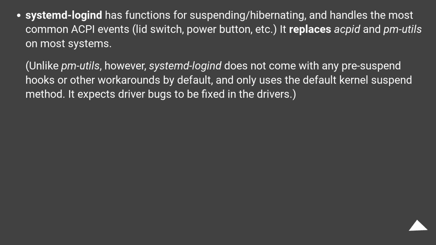Systemd-logind handles suspending/hibernating, and handles the most common acpi events, lid switch, power button, etc. It replaces acpid and pm-utils on most systems. Unlike pm-utils, however, systemd-logind does not come with any pre-suspend hooks or other workarounds by default, and only uses the default kernel suspend method. It expects driver bugs to be fixed in the drivers.